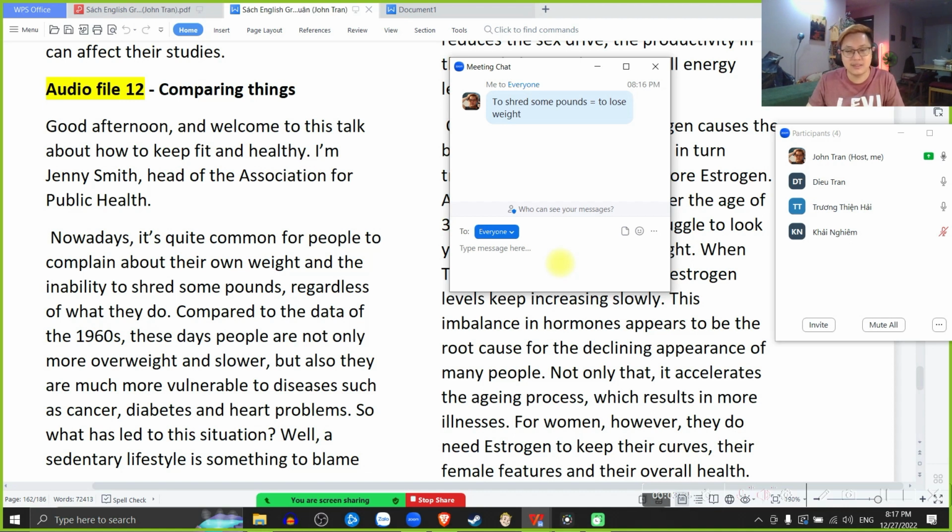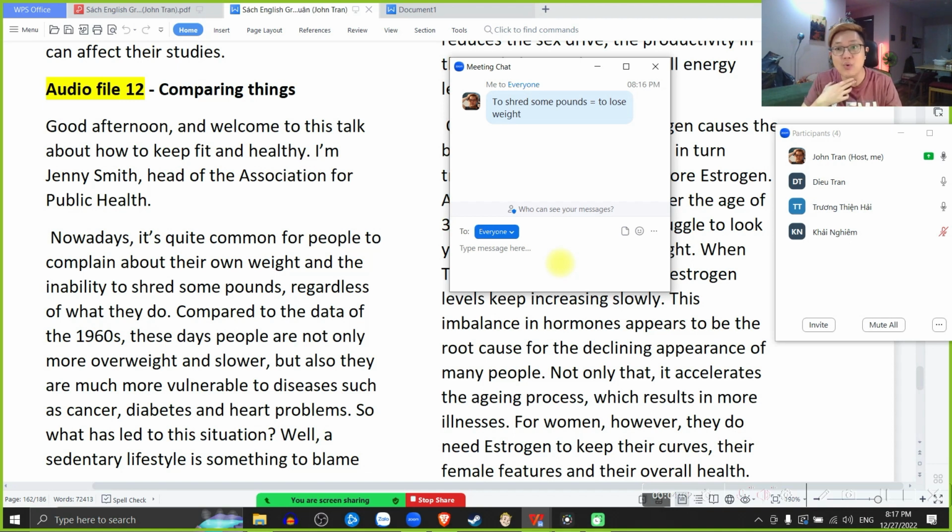Compared to the data of the 1960s, these days people are not only more overweight and slower, but also they are much more vulnerable.